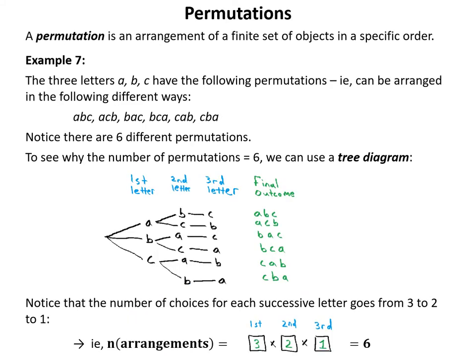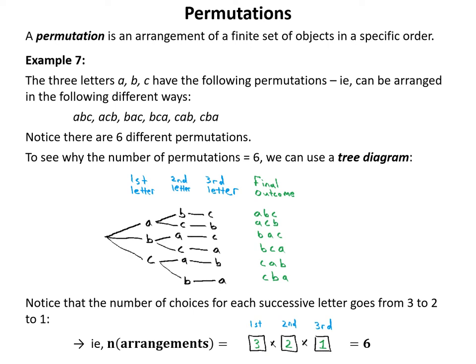Next, we talk about permutations. A permutation is an arrangement of a finite set of objects in a specific order. So order matters. That's really important whenever we're talking about permutations. In example 7, we have three letters A, B, and C, and then the number of permutations of those three letters is as follows. So they can be arranged in the following different ways.